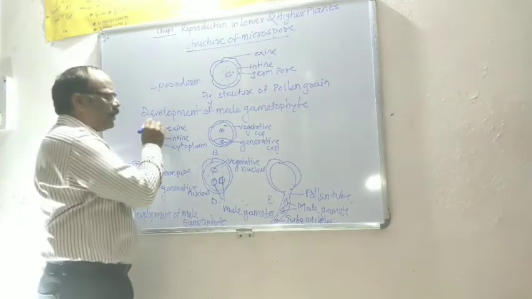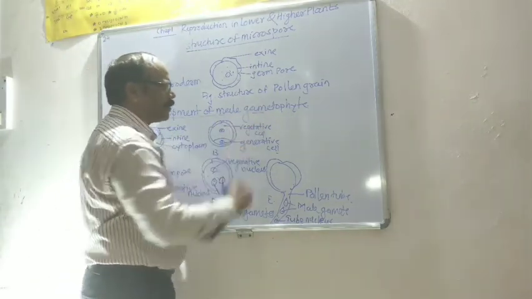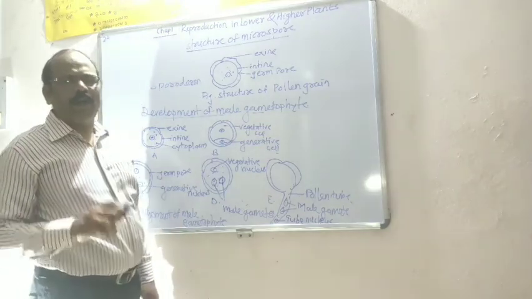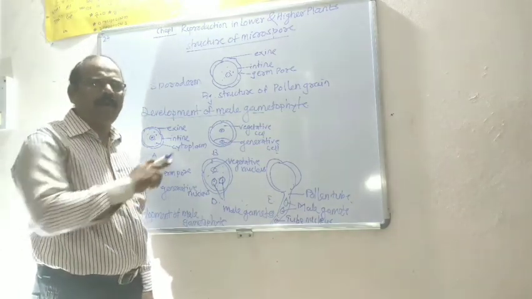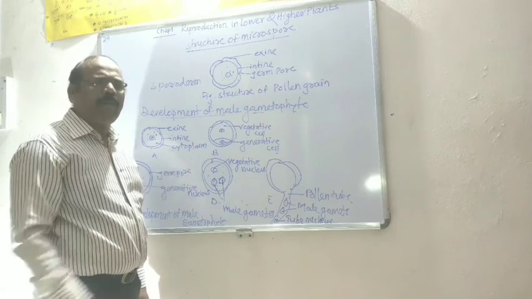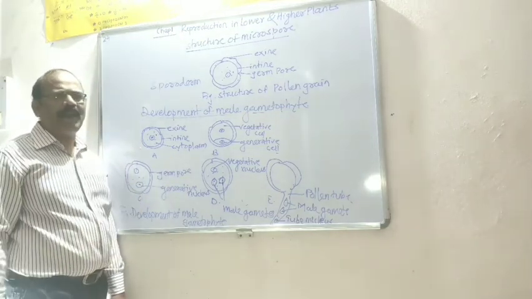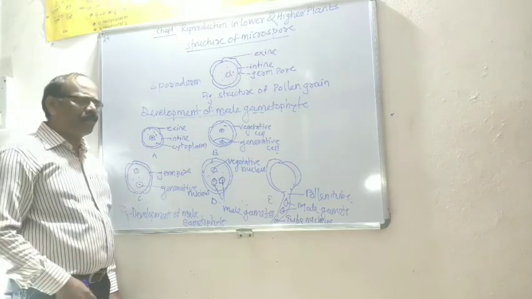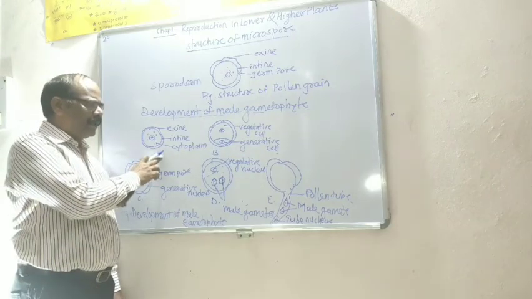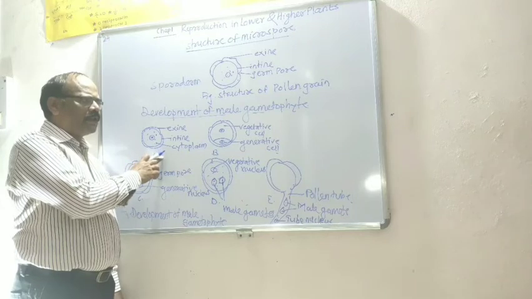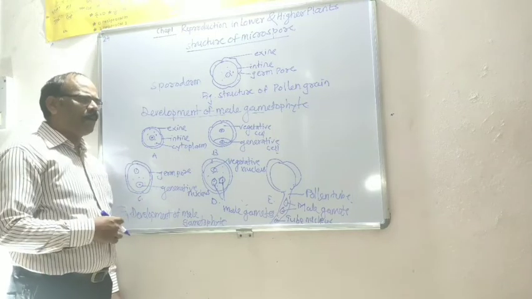Then we turn toward the next point, the development of male gametophyte. The pollen grain or microspore marks the beginning of the development of the male gametophyte. How does the male gametophyte develop? We learn that in this point. Initially, the pollen grain or microspore is the beginning of the male gametophyte.